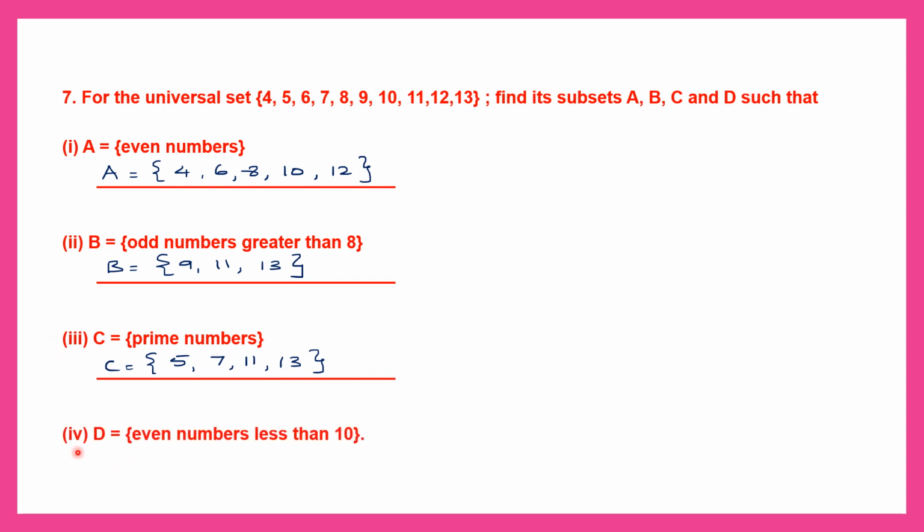Now question 4, D is even numbers less than 10. So where is 10? 10 is here. So let's take all the even numbers less than 10: 8, 6 and 4. So 4, 6 and 8. Let's write down the answer. Set D is equal to even numbers less than 10 which belong to the universal set. So that is 4, 6 and 8.